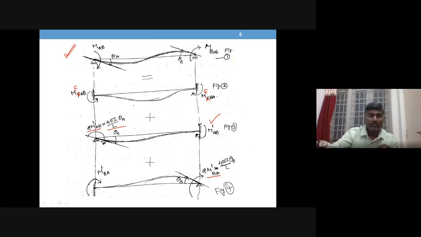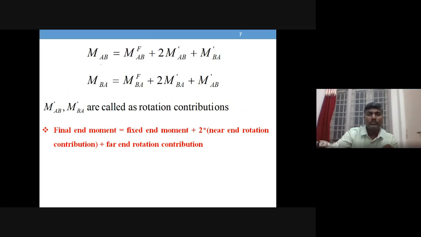And now, if you try to write what is the total moment at A: MFAB plus 2 times M dash AB plus M dash BA. So that is written here: MFAB, 2 times M dash AB, M dash BA. So fixed end moment at A.